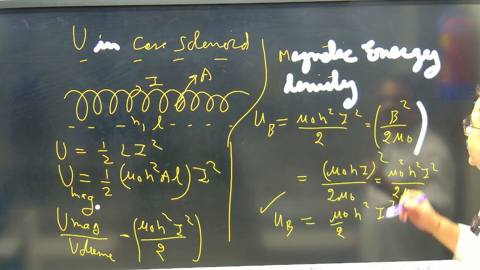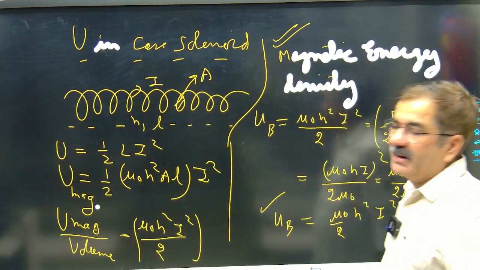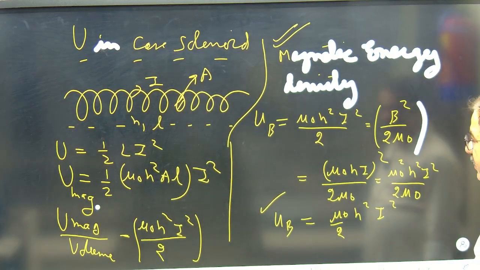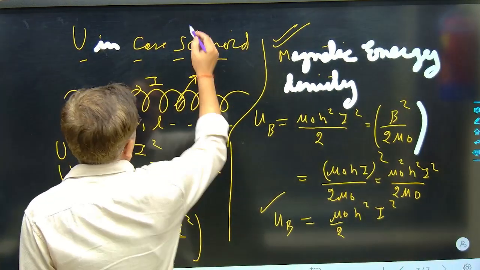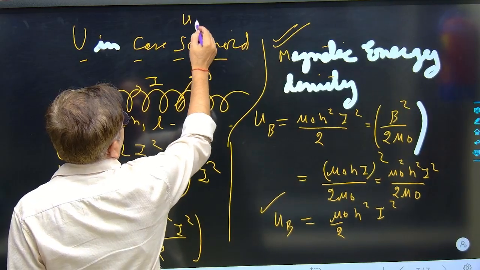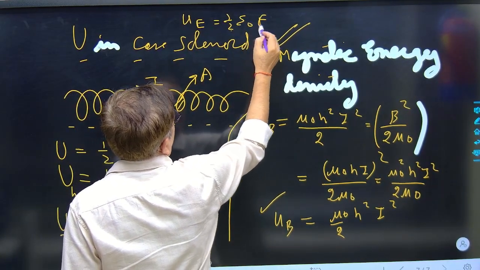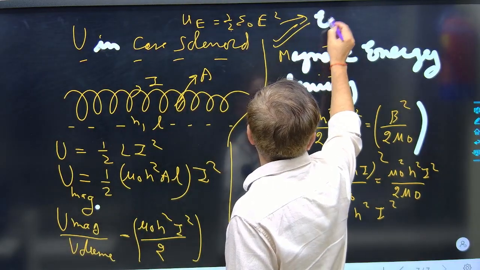It is quite important. Pay attention to this term, magnetic energy density, and this is B square by 2 mu naught. If you remember the electrostatic energy density, it was half epsilon into E square.